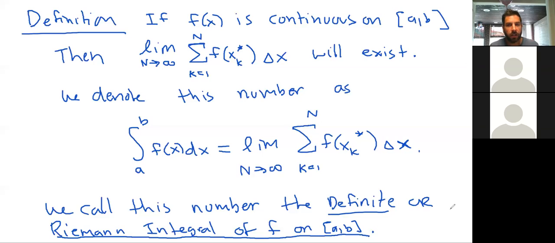So I would highly encourage that you read this section in your book or on the internet, and look at other definitions and see how they compare to this. Does anybody have a comment, question? We'll let this sit in.